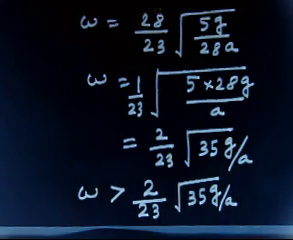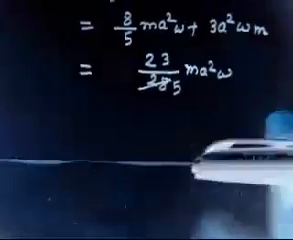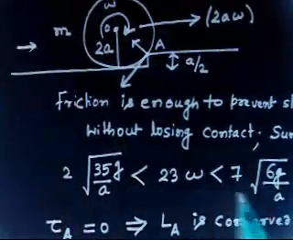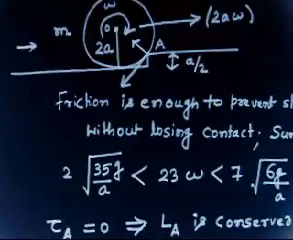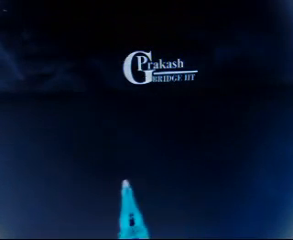Now once again, the second condition: we have said omega has a range, that is, omega should be greater than this value and omega should be less than this value. So we have found the first result, omega should be greater than this. What should be the condition so that omega is less than some value? Now once again, after the collision, when it is colliding, what is happening?